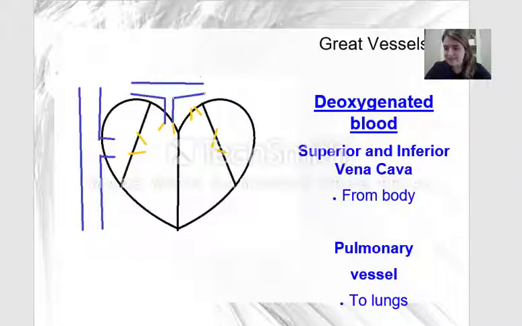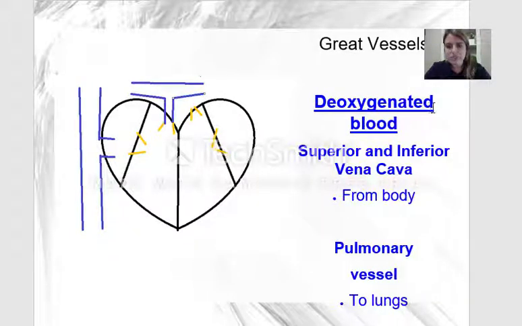Now, the great vessels, those are the large vessels that carry blood to the body, to the heart or away from the heart. And we have 2 kinds of those. There's great vessels that carry deoxygenated blood, and then there's vessels that carry oxygenated blood. So we'll be going through those one by one. We're going to be starting with the ones that carry deoxygenated blood.